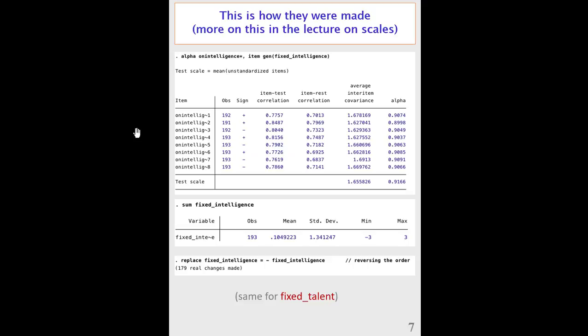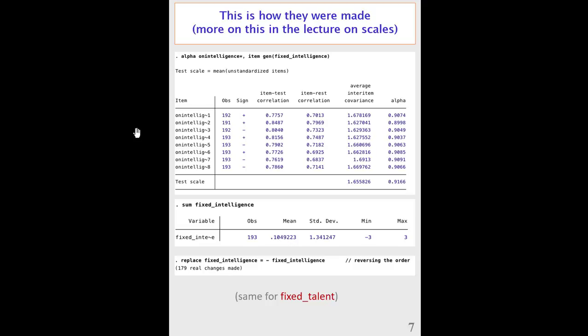Same for fixed talent, and I also made sure that the variable itself is coded in such a way that the name itself suggests that higher is more of that. So if the variable is called fixed intelligence, if you score higher on that, then you believe stronger that intelligence is fixed. And in general, I think it's a good idea to code your variables in that way, so that you do not have to think what exactly that thing is measuring and in which direction.